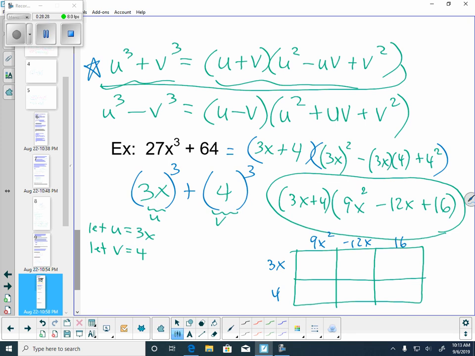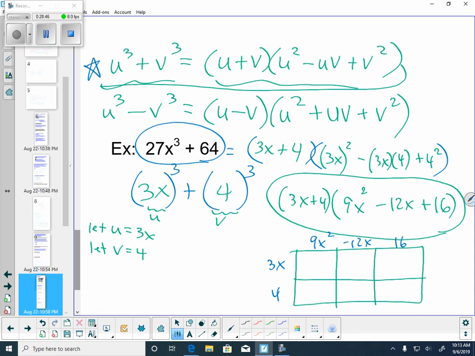What we start with, we're going to end up getting this. All the terms are going to subtract off, and we're just going to be left with 27x cubed plus 64. Does that make sense? You can certainly try that for fun if you like.